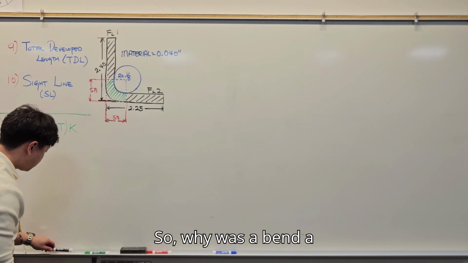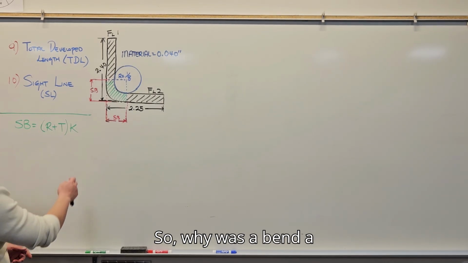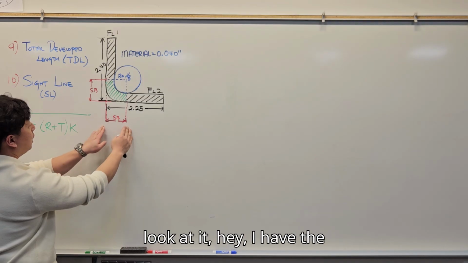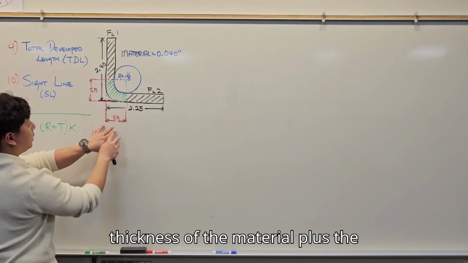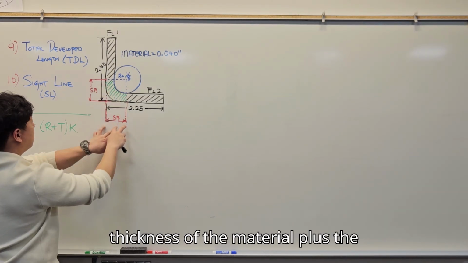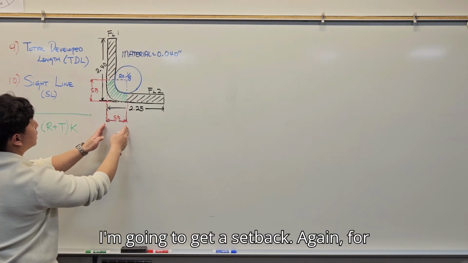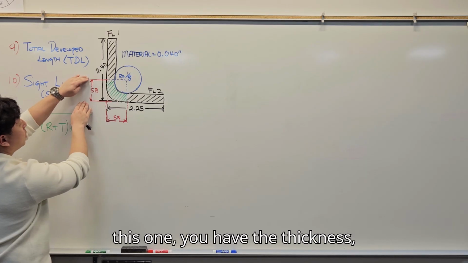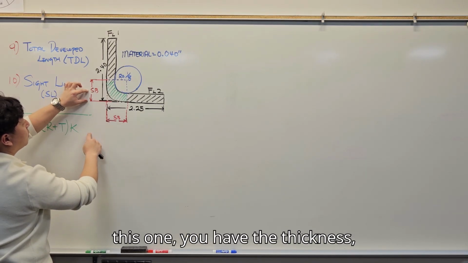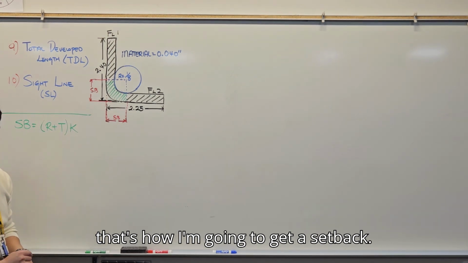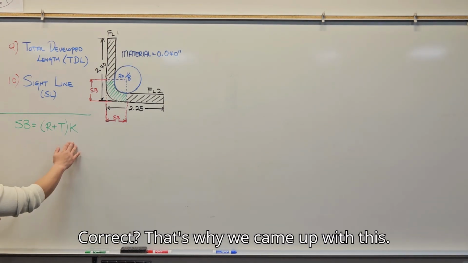Right. So why was it then a radius plus the thickness? Well, if you look at it, hey, I have the thickness of the material plus the radius, correct? So if you add these up, I'm going to get a setback. Again, for this one, you have the thickness, and you add that with the radius, and that's how I'm going to get a setback, correct? That's why we came up with this.